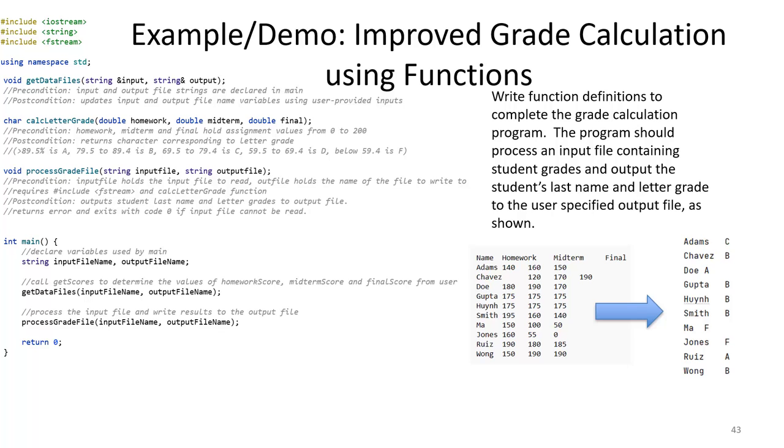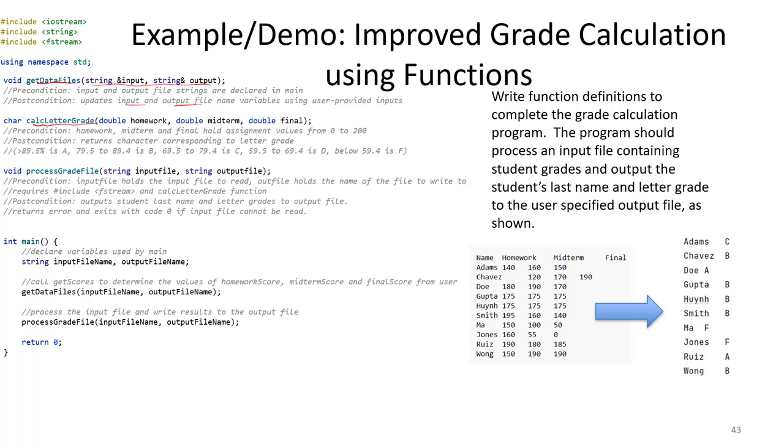Let's go ahead and end with an example or demo of how we can use functions to streamline a program. In this example, we're given some initial code. Notice we are given declarations for each of these functions with our preconditions and postconditions. So we know that getDataFiles will basically update the input and output file names back in main.